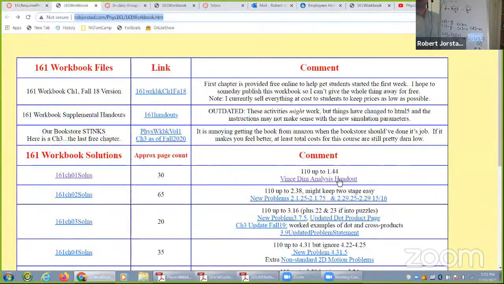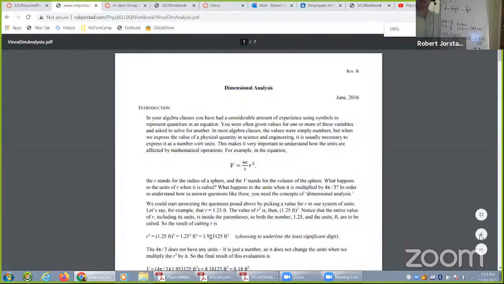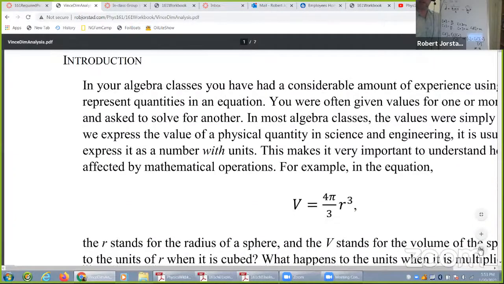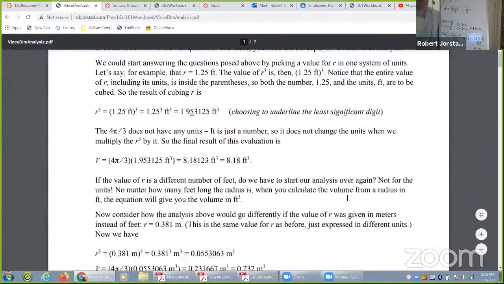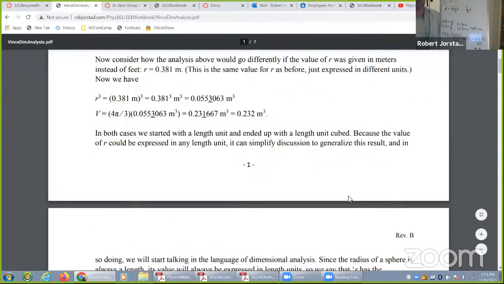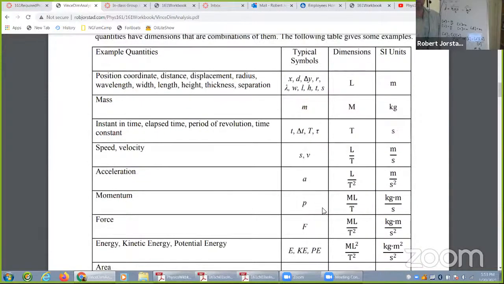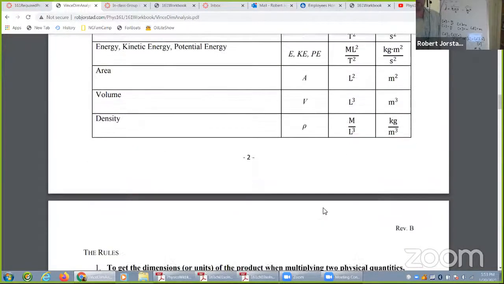Where was this one? Well, I know it's right here. In the chapter 1 solutions is right here. This has a handout he made, and I just want to show you this. He walks you through this in a way that your textbook does not. And he does lots of worked examples. He shows you some of the same things I was just saying.